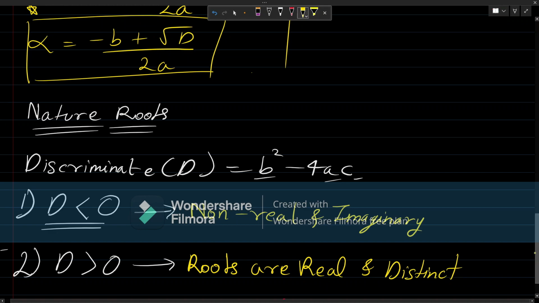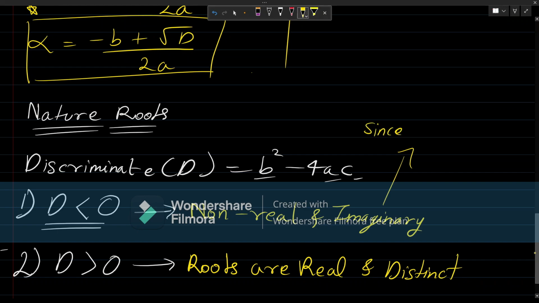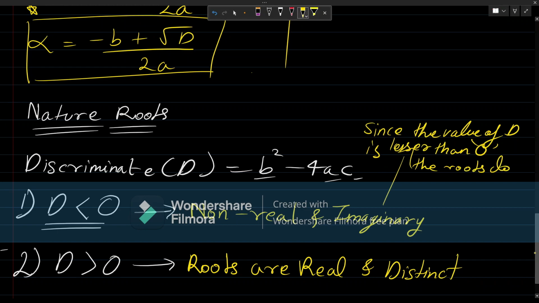Also, in a question you might get confused about how to write the answer if the roots are imaginary or non-real. Then you can say: since the roots are imaginary or non-real, they are non-existent. They do not exist since the value of D is lesser than 0. The roots do not exist. That's a simple answer to the question, and these types of questions are the simplest to solve.